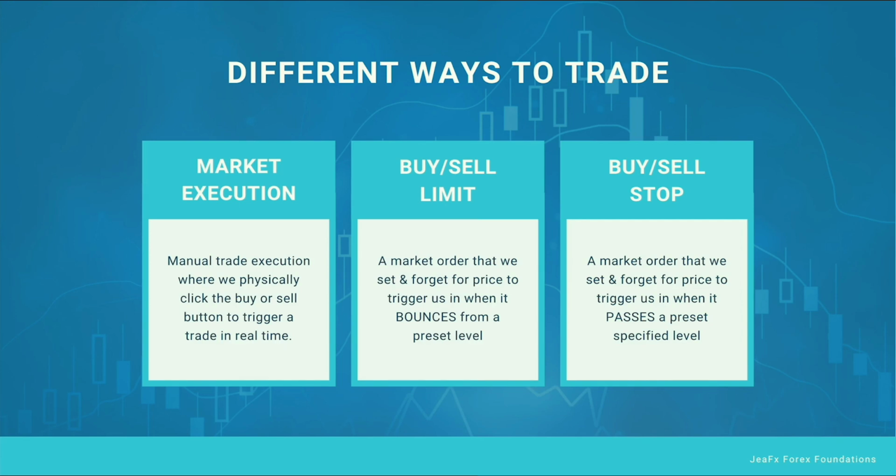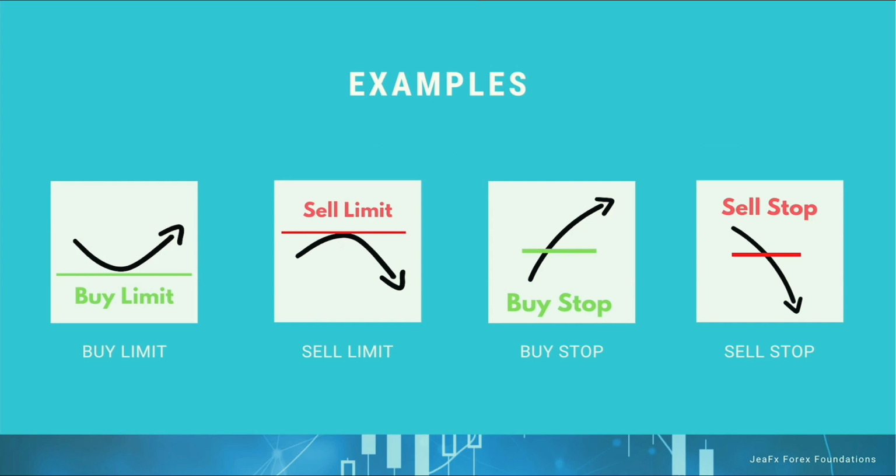We have different ways to trade, different orders, and of course market execution. So we can either wait for an order to be triggered, which would be the buy and sell limits and stops, or we can simply execute a trade in real time using a manual market execution. So there's a quick graphic re-showing the buy, sell, limits, and stops.